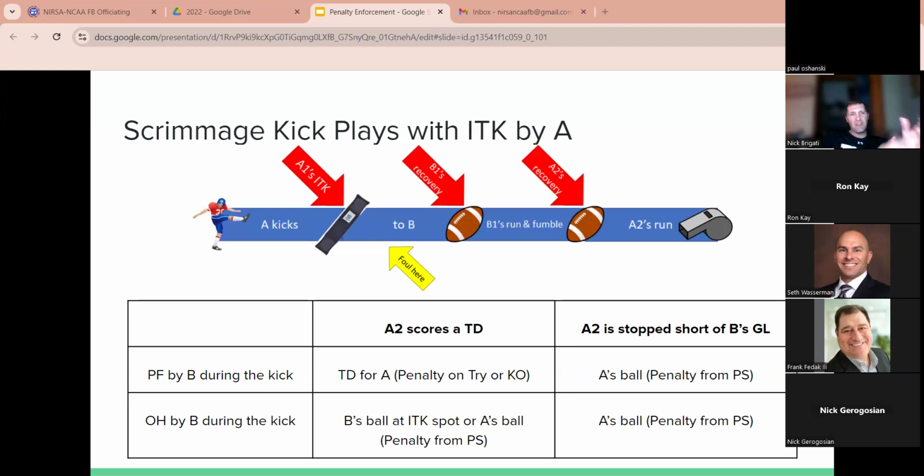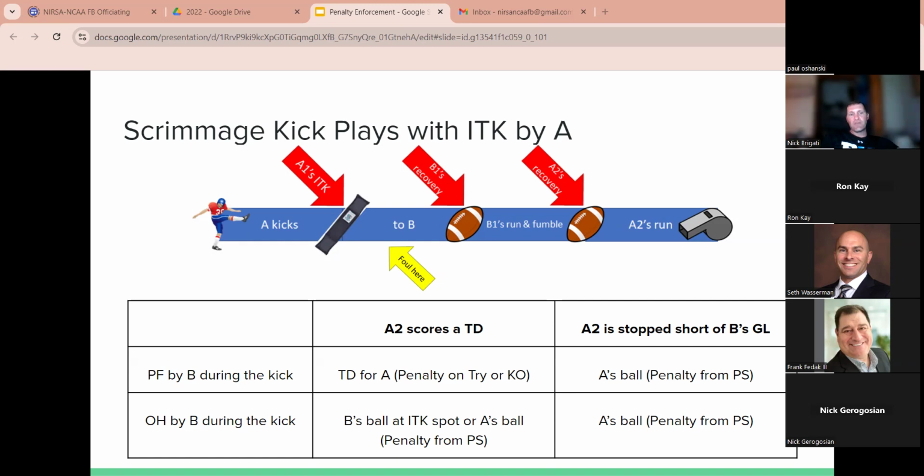But if we take this whole timeline here, right? This whole timeline that I've laid out, and we end all these charts with either A2 scores a touchdown or A2 does not score a touchdown. Okay. And then we're dealing with types of fouls. We have a personal foul by B during the kick, and A2 scores a touchdown. And that foul occurs, like I said, during the kick in this interval. Then we have a touchdown for A, and we would penalize on either the try or the kickoff. However, if A2 is stopped short of B's goal line, it's going to be A's ball with enforcement of the penalty from the previous spot, because this would be a post-scrimmage kick foul, except that B will not next snap the ball. So accepting the penalty puts us back at the previous spot, where we would just enforce the 15 yards and go from there.